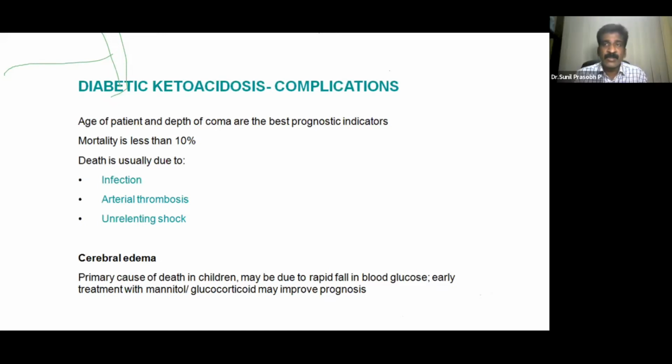There is arterial thrombosis because of the increased hemoconcentration, hyperosmolarity. Then the unrelenting shock. Shock is another very important thing because, as I have told, many of these patients are going to have dehydration, and shock can happen. Another important complication is ARDS, the acute respiratory distress syndrome. But one of the most important complications, which is always mentioned along with diabetic ketoacidosis, is the cerebral edema. The cerebral edema is a very, very dangerous complication, especially in children.